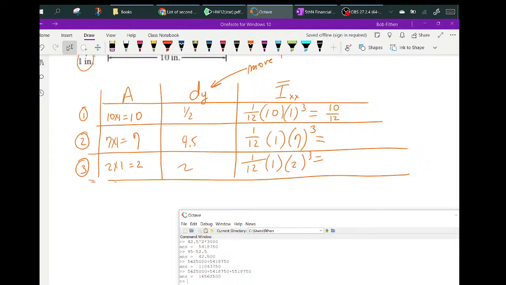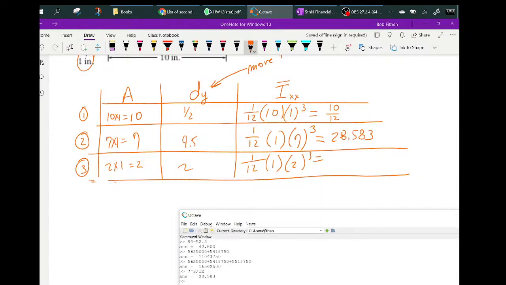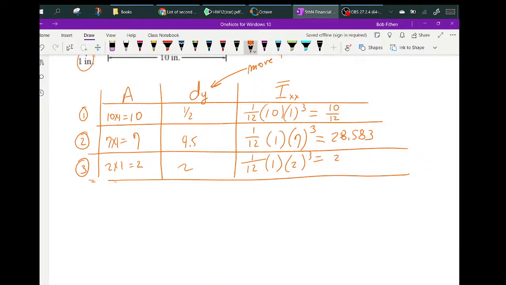The first one's easy, 10/12. 7 to the third divided by 12 is a number, 28.583. Second one is 2 to the third divided by 12, or 2/3.